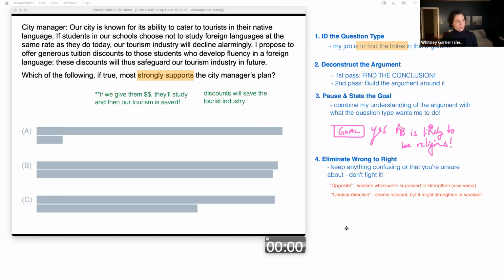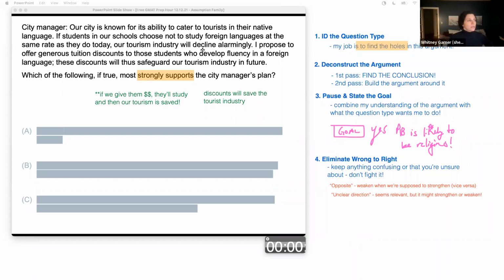Excellent. Now, what is this business about? If students choose not to study a foreign language, we're in trouble. This is a setup. It's helping make the argument seem more realistic, and it is the motivation by which our city manager is deciding to go for tuition discounts. The city manager is like, I'm going for tuition because I believe that students are the reason why we're in trouble, and they have to save us, right?